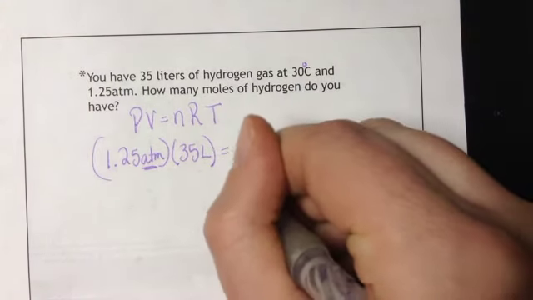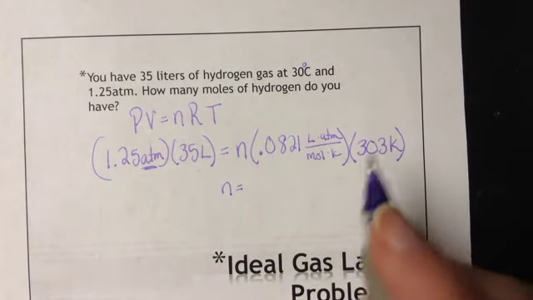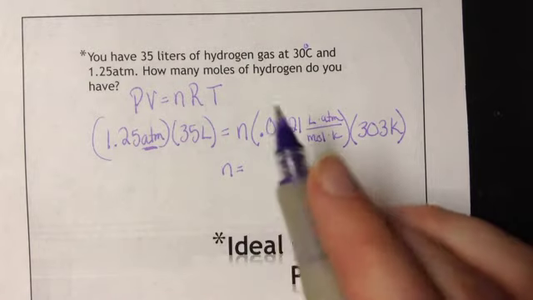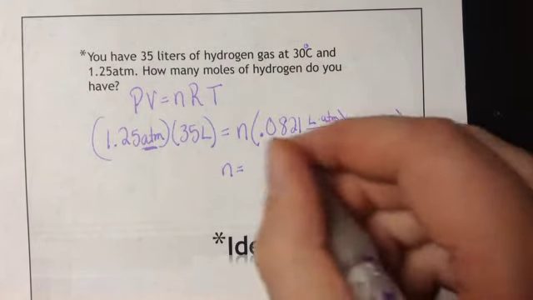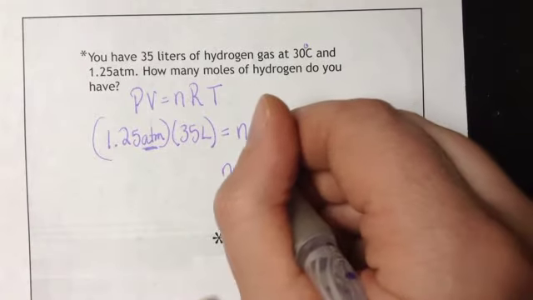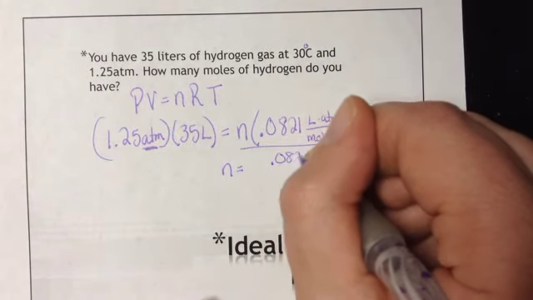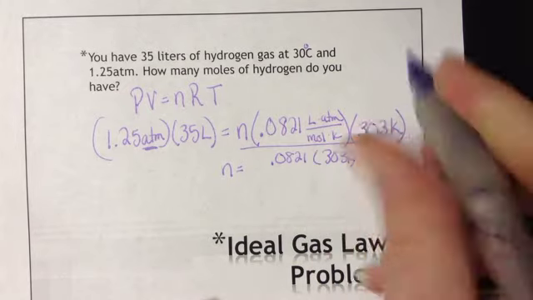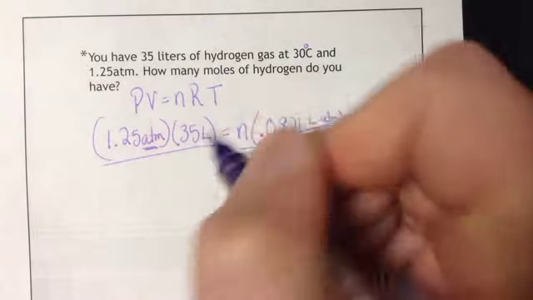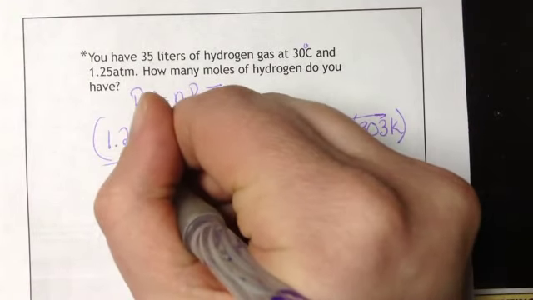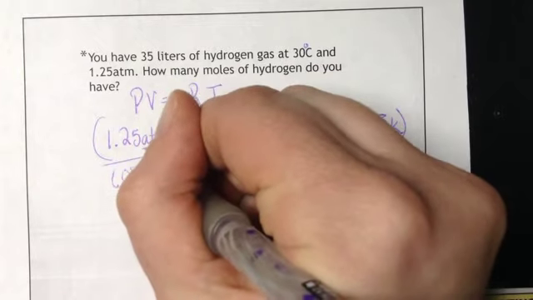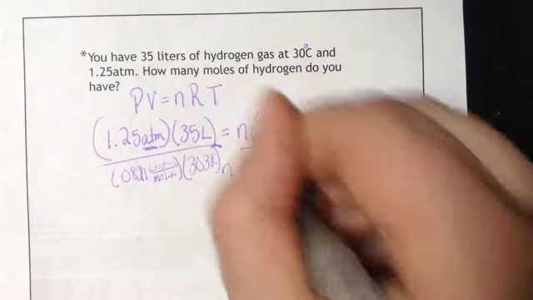So now I'm going to solve for n. Okay, how do I do that? Well, I got to get everything by itself. So I'm going to multiply these two, and then I'm going to have to divide both sides to get n by itself. So it's going to look like this. I got to divide both sides by 0.0821 times 303. I'm dropping units just to get this done faster. And then 0.0821 liter ATM over moles Kelvin times 303 Kelvin.